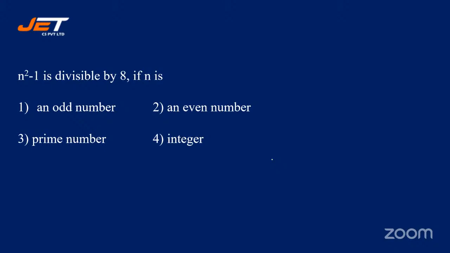Yeah. So it is divisible by 8 means what if n is? What should be n? Right? Yes. So should it be an odd number? Should it be an odd number or should it be an even number?